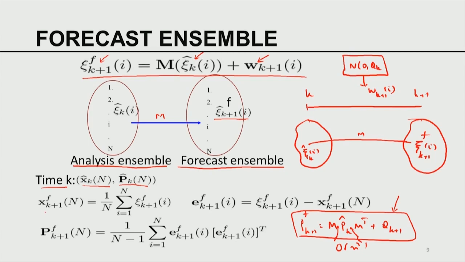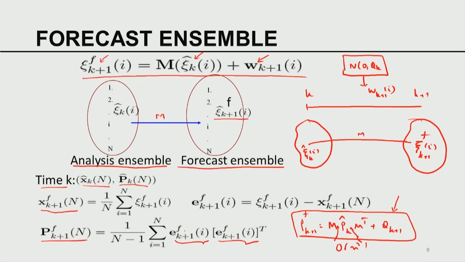I now run this analysis ensemble through the model and create the forecast ensemble. Once I have created the forecast ensemble, I can compute the forecast mean, I can compute the forecast covariance. This is what I was trying to tell you. So this is the outer product matrix. I am trying to add N outer product matrices, capital N.